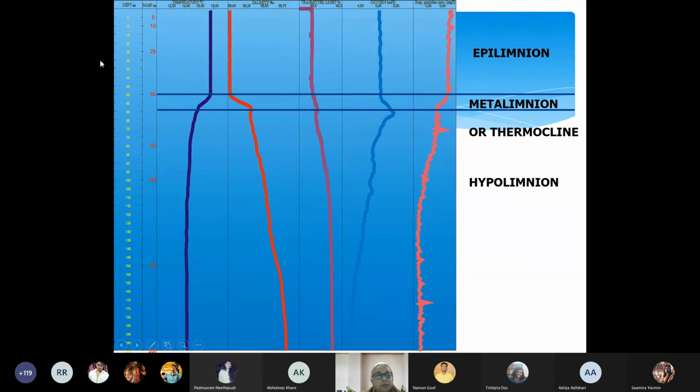This is the ocean, and you can see the ocean profile. The temperature profile in the top layer is uniform. Then you have the metalimnion or the thermocline. By definition, the thermocline is the region where there is a steep fall in temperature. So that is defined as the thermocline.